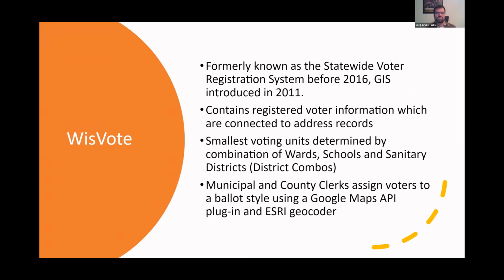As we've talked about in some of the other presentations, we're trying to get the smallest voting units so that we can get people the right ballots. We call those district combos. It uses the wards that we've already talked about and combines them with schools and, in some places, sanitary districts. Municipal and county clerks then assign voters to a ballot style using this, and also use a Google Maps API that we include in this process.